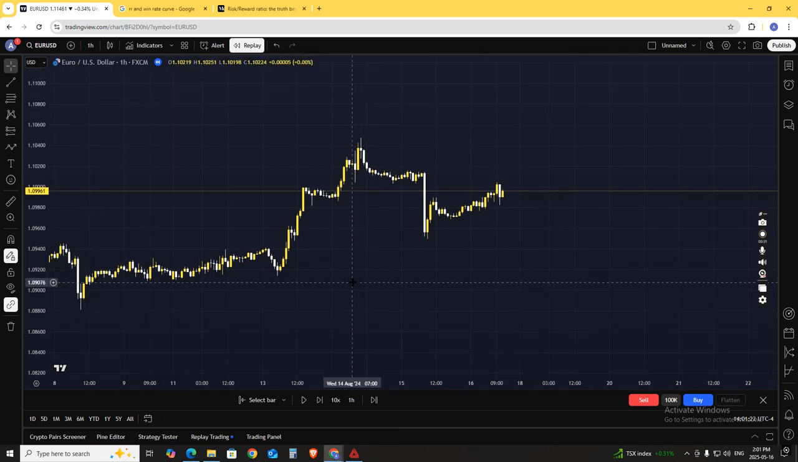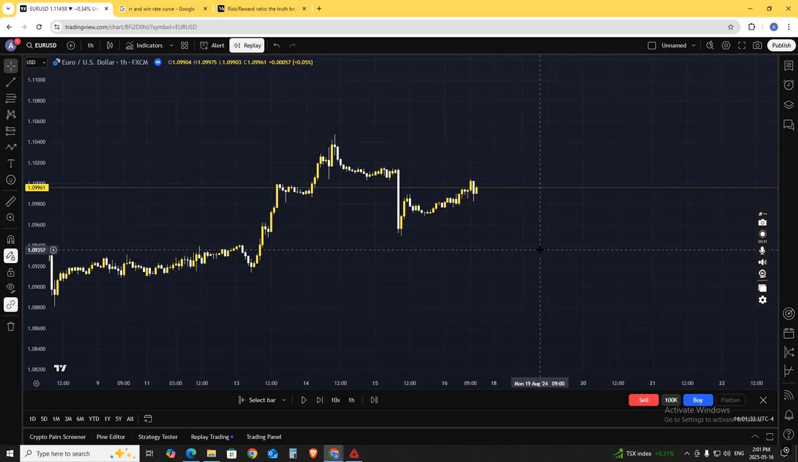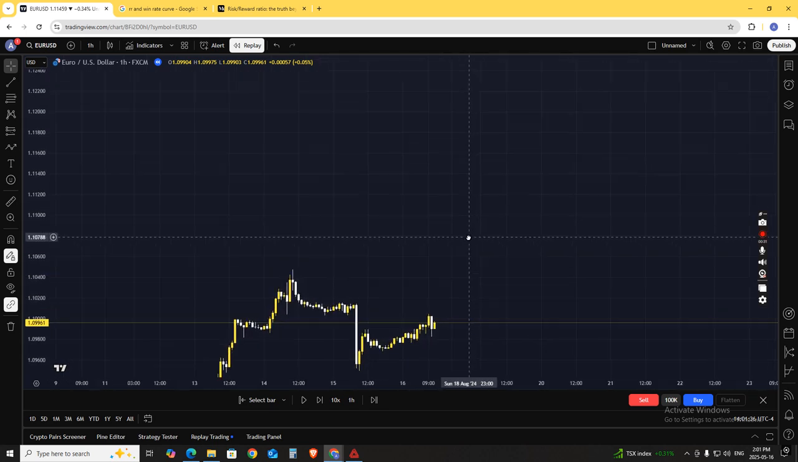So I'm going to start with EURUSD today, and I've already set it to replay mode as shown here with a 100K balance. Just for some context, let me briefly outline what this strategy is about.